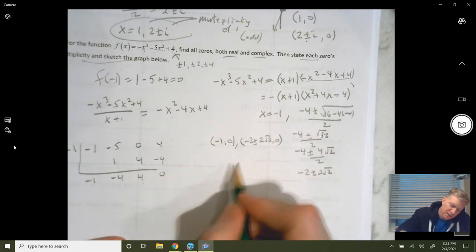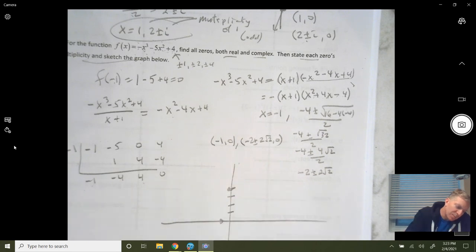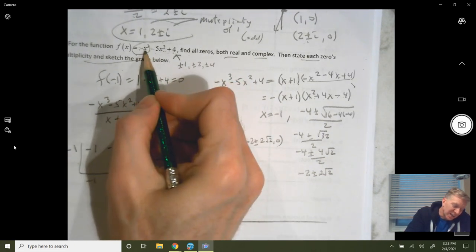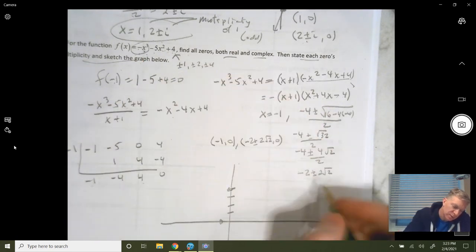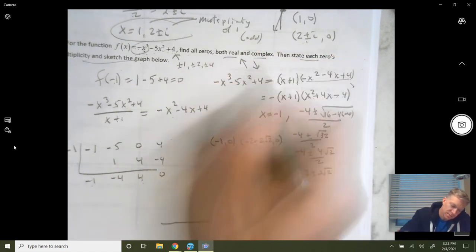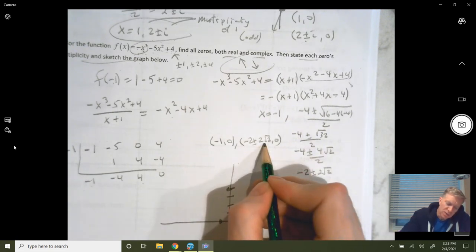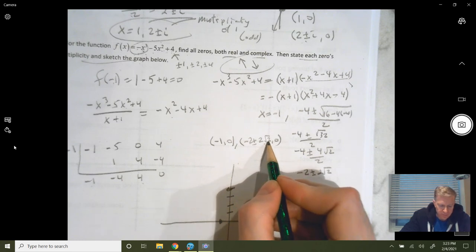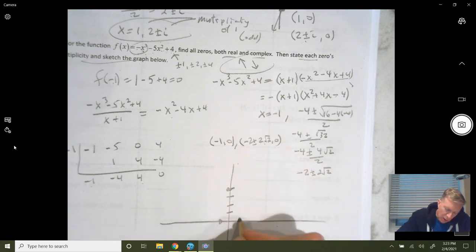And how much is that? We can estimate. We've got (-1, 0). Our y-intercept is going to be 4. Our end behavior, this is cubic with a negative lead coefficient, so end behavior is going to be up on the left, down on the right. Okay, we don't have any bounces. Let's say -2 plus 2 rad 2. Rad 2 is about what? 1.4. So 2 times 1.4 is about 2.8. So -2 plus 2.8 gives me about 0.8.